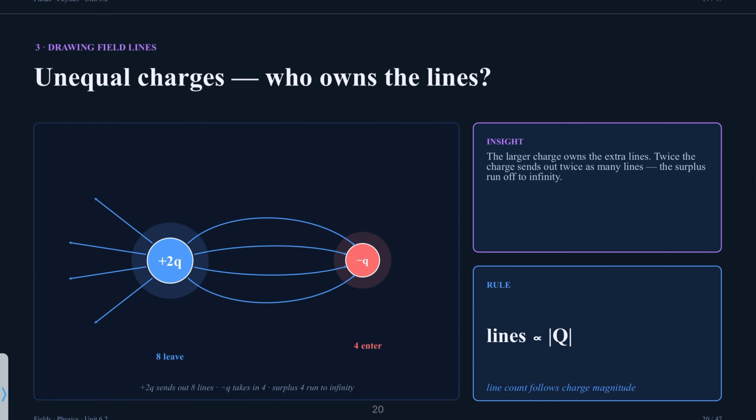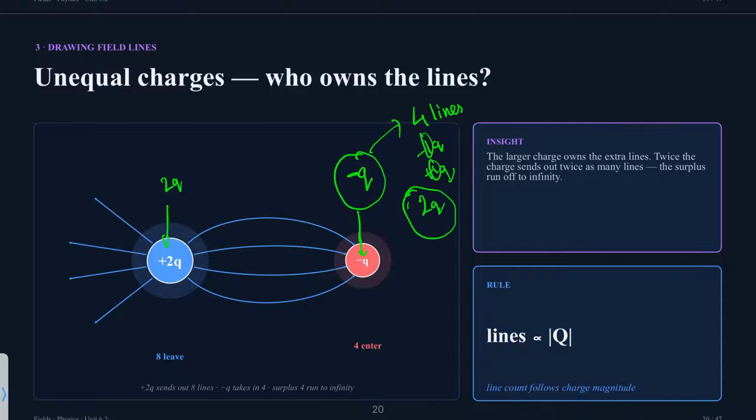Okay. So what happens, however, when you have unequal charges? If you had an electron, which is negative Q charge, and a proton, which is positive 2Q charge, you remember what I told you about field lines, right? If the electron was said to have 4 lines for just 1Q charge, it doesn't matter whether it's -1 or +1, it's just this number we care about. If it's 2Q, we just care about the magnitude, right? So a 2Q charge would ideally have twice as many lines.